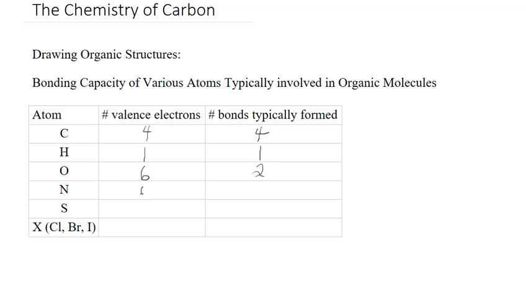With nitrogen, it's got 5 valence electrons, and so it will typically have 3 bonds and 1 lone pair. And then sulfur, much like oxygen, has 6, so it will also tend to form 2 bonds. X we refer to as halogens, so those are chlorine or bromine or iodine, and they show up a lot of the times in organic molecules. They have 7 valence electrons and will have therefore 1 bond and have 3 lone pairs.